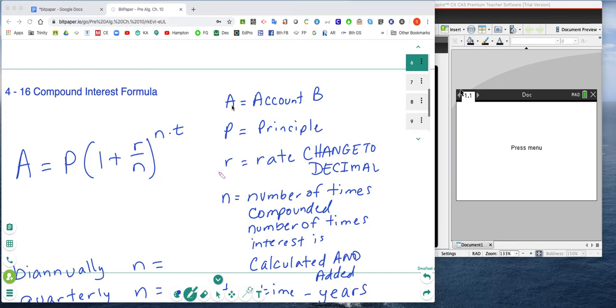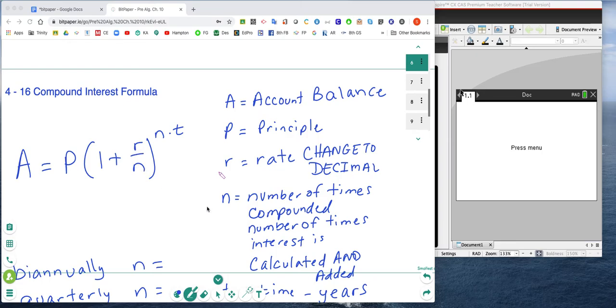A is the account balance. That means the amount of money that you have in your account after the interest has been added. So when we're figuring this out, we're going to figure out how much money you have after the interest has been added, your account balance. P, principal. That's the amount that you're starting with for your deposit. R is your rate. And remember, with rate, we have to change it to a decimal before we put it into the formula.